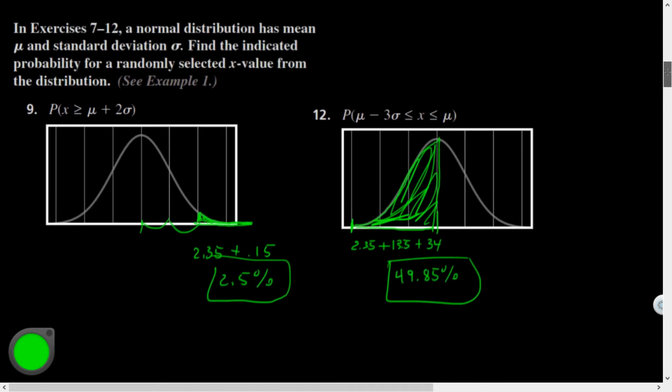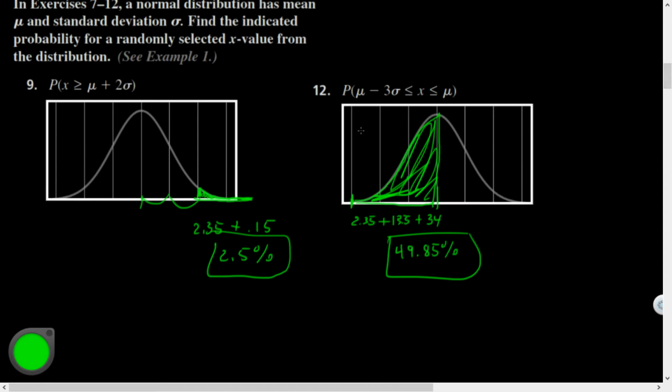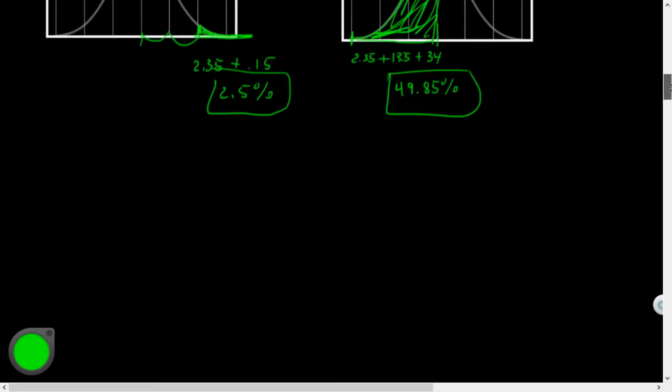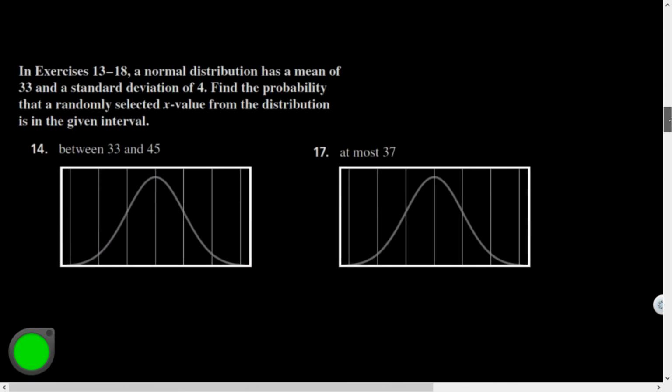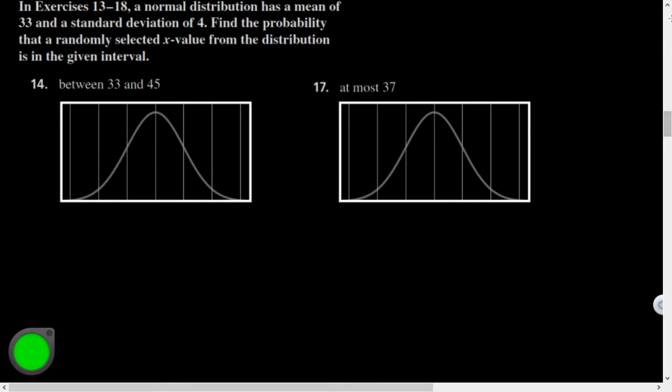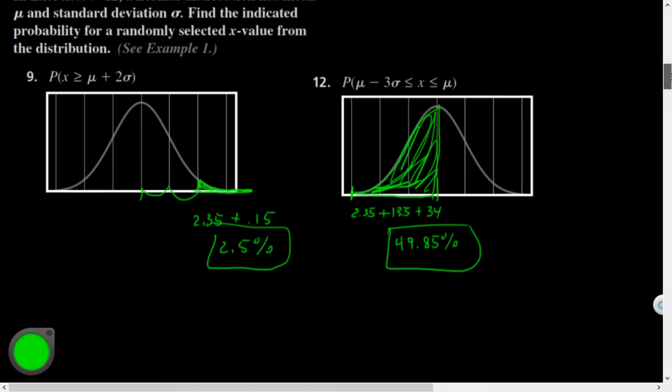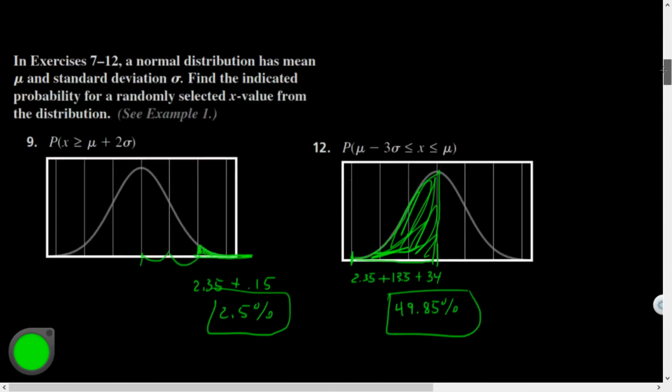Okay, so so far it's a little bit kind of arbitrary. We're just talking about mu's and sigmas, some Greek letters. So these next problems are where we actually start applying it a little bit more. All right, here we go.